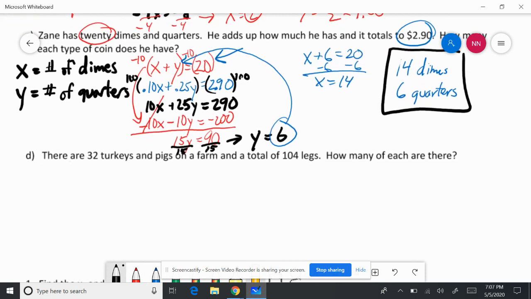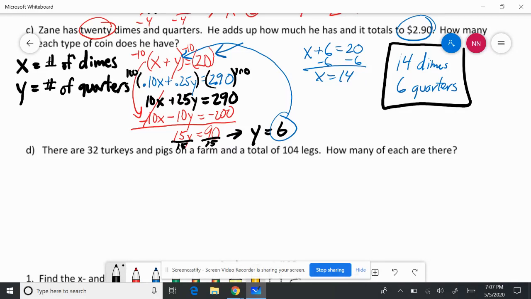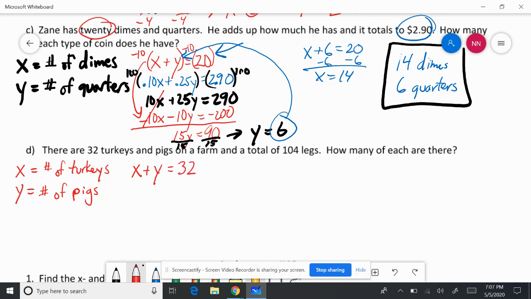Now, looking at our last problem, what we have are turkeys and pigs. So I'm going to call X the number of turkeys, and I'm going to call Y the number of pigs. So there are 32 turkeys and pigs. So X plus Y equals 32. This one's a little tricky. It says there are 104 legs.